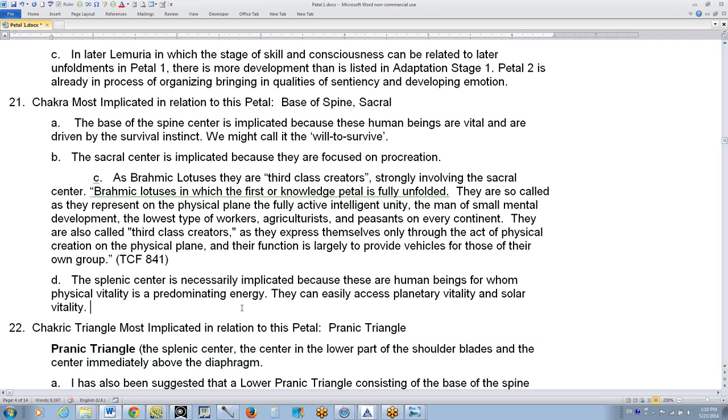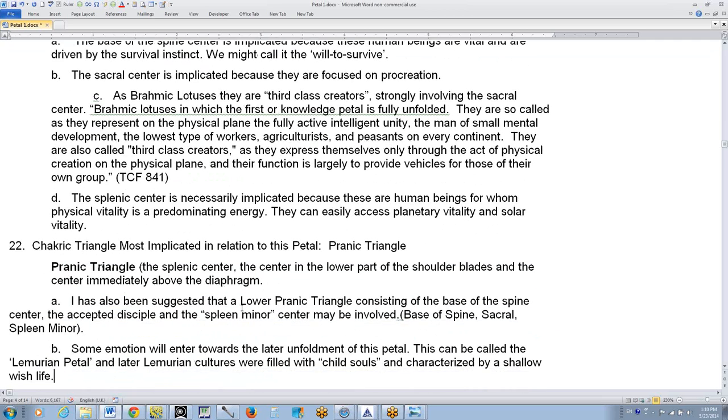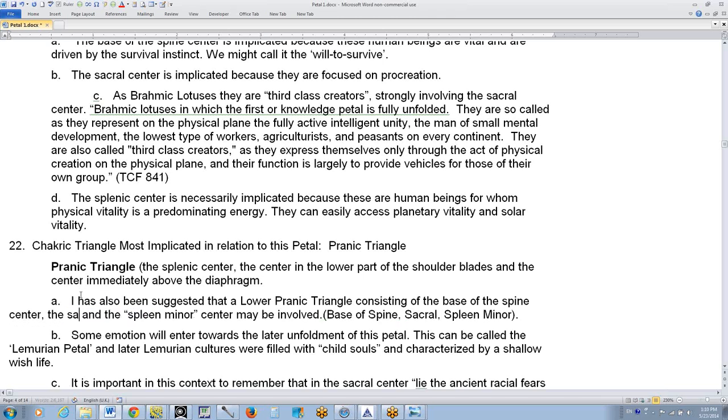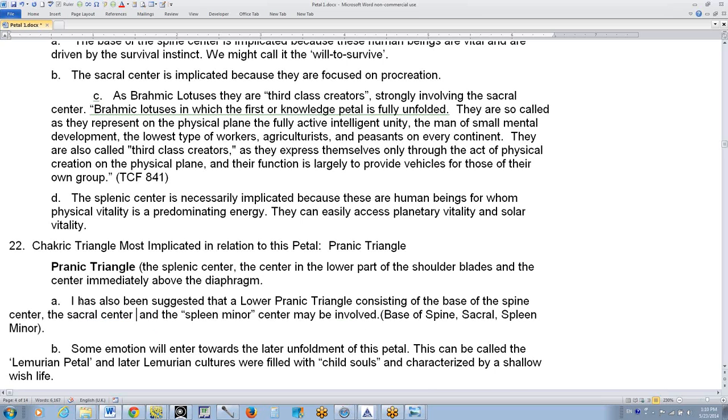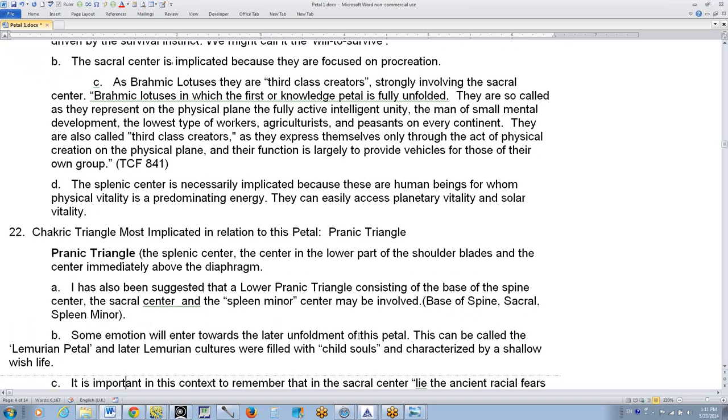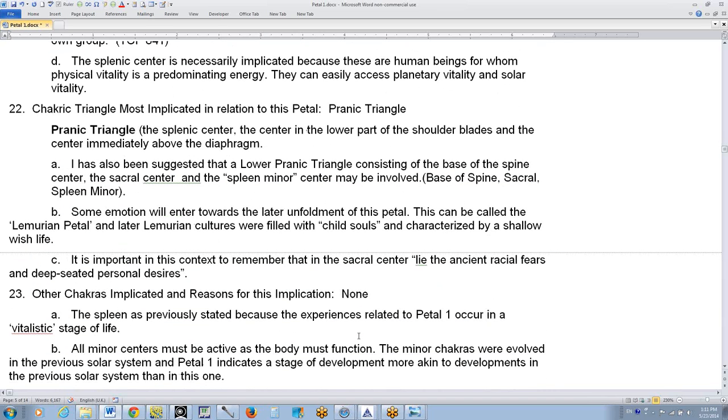So it has also been suggested that a lower pranic triangle consisting of the base of the spine center, the sacral center, and the spleen minor center may be involved. Base of the spine, sacral, and spleen minor. Some of the people who are into esoteric healing talk about these minor centers, and there is something to be said. Some emotion will enter towards the later unfoldment of this petal, and this can be called the Lemurian petal.